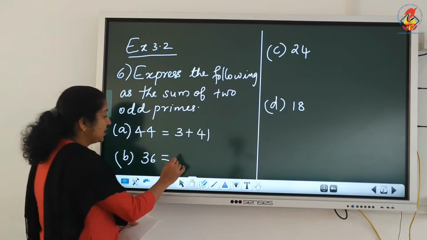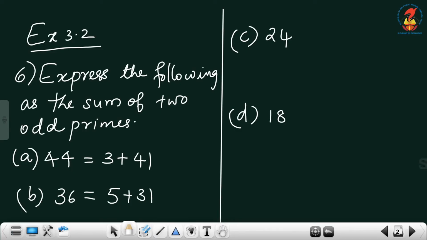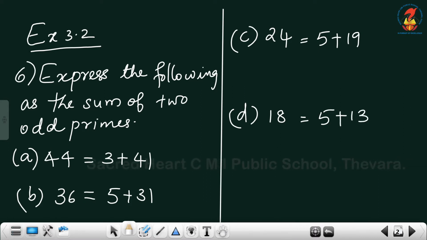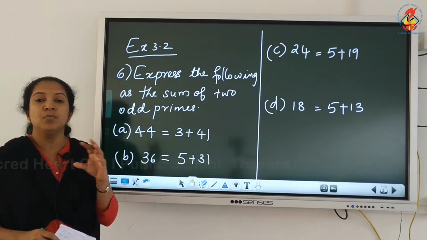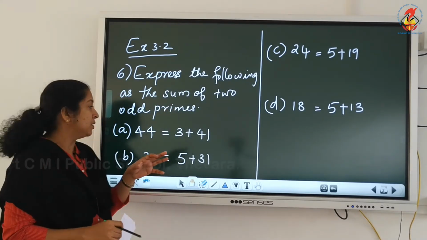36 you can write as 5 plus 31. 24 you can write as 5 plus 19. 18 you can write as 5 plus 13. So the question is to write each of the numbers as a sum of two odd prime numbers.